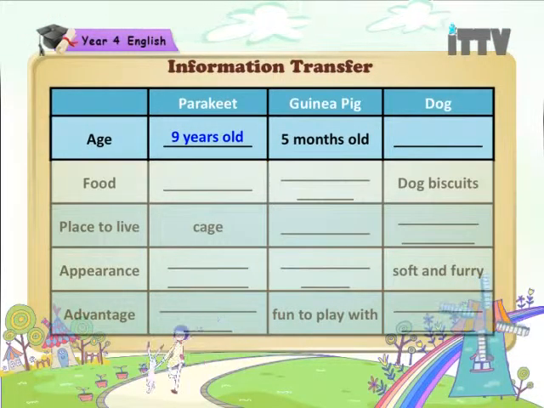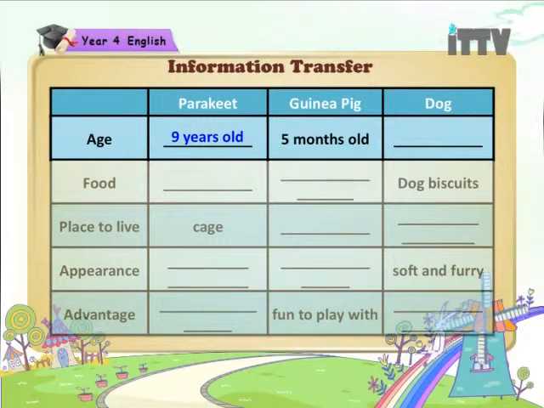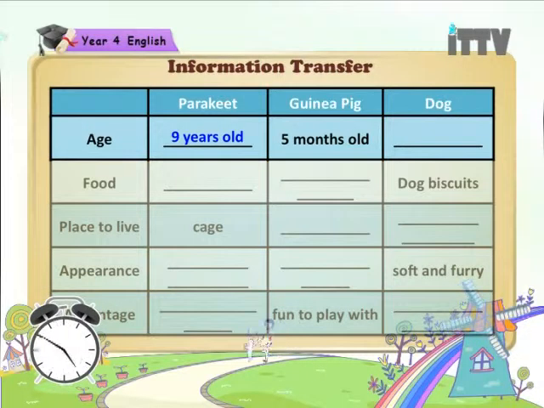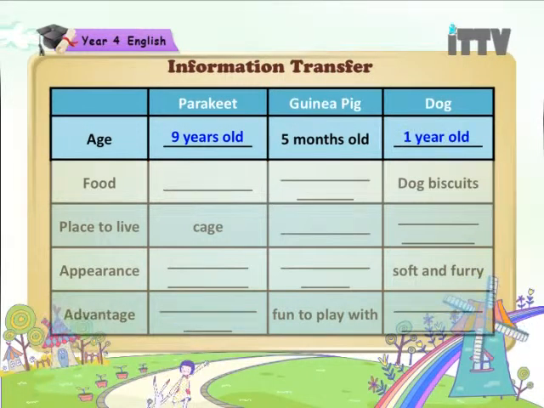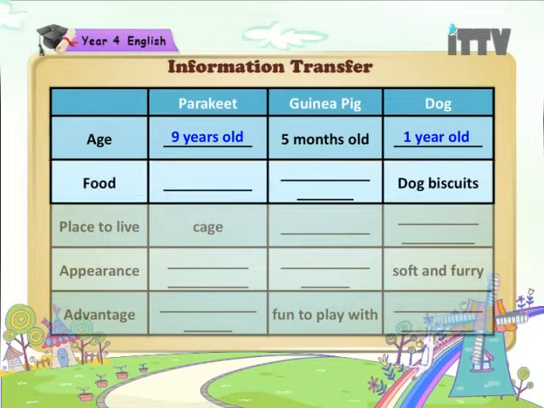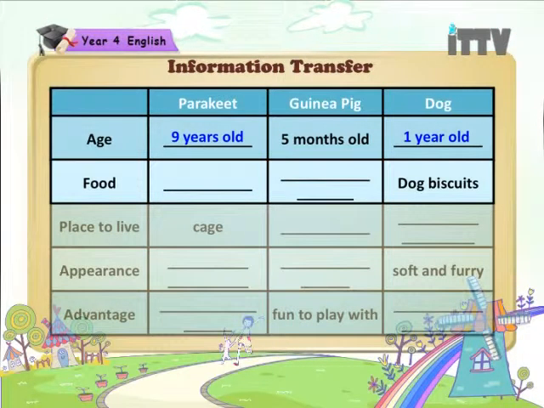Very good, boys and girls. The parakeet is 9 years old. What about the dog? Yes, the dog is 1 year old. What about the food that the parakeet and the guinea pig eats?